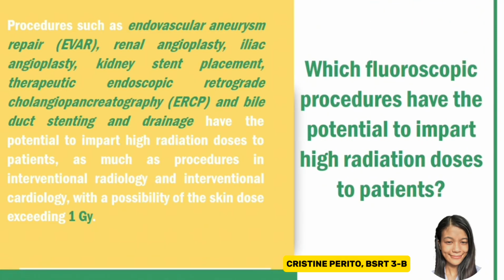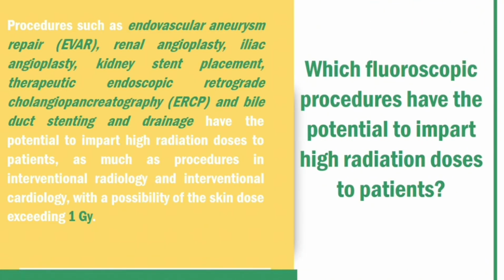Which fluoroscopic procedures have the potential to impart high radiation doses to patients? Procedures such as endovascular aneurysm repair, renal angioplasty, iliac angioplasty, kidney stent placement, therapeutic endoscopic retrograde cholangiopancreatography, and bile duct stenting and drainage have the potential to impart high radiation doses to patients, as much as procedures in interventional radiology and interventional cardiology, with a possibility of skin dose exceeding 1 gray.